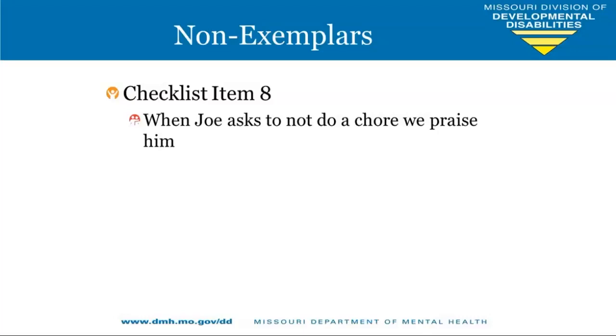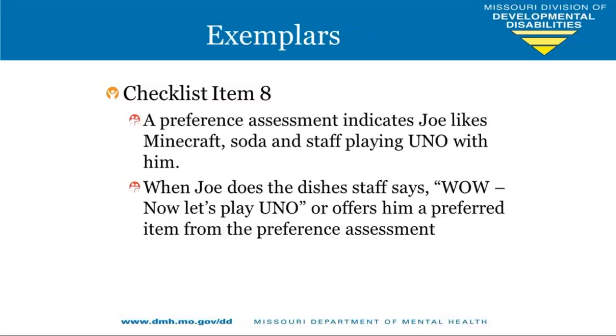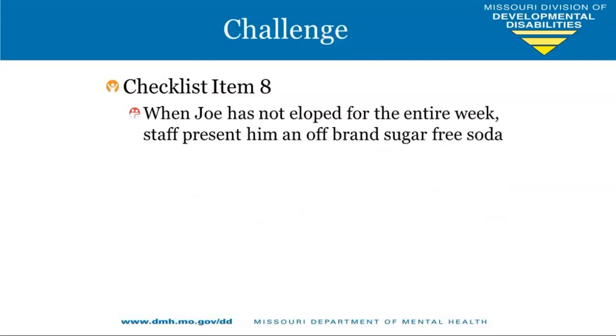Moving to the exemplar, a preference assessment indicates Joe likes Minecraft soda. Staff playing Uno with him. When Joe does the dishes, staff says, wow, now let's play Uno. Or they offer him a preferred item that's a part of his preference assessment. I love this because there are lots of preference assessments done, and it's just great to link those reinforcers with the behaviors that we're trying to teach the person or shape, and this really does a good job of outlining how to do that.